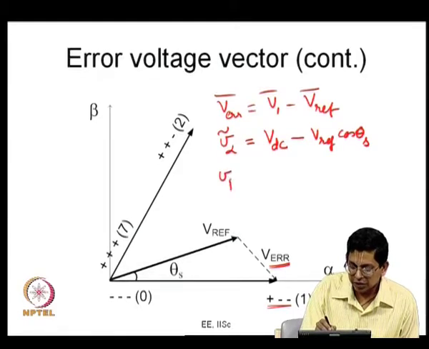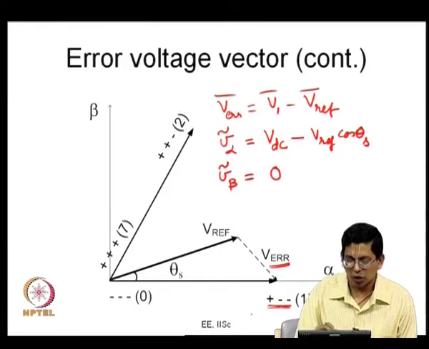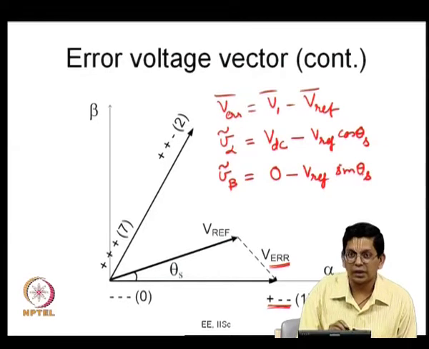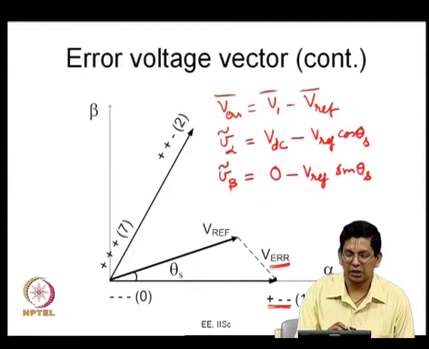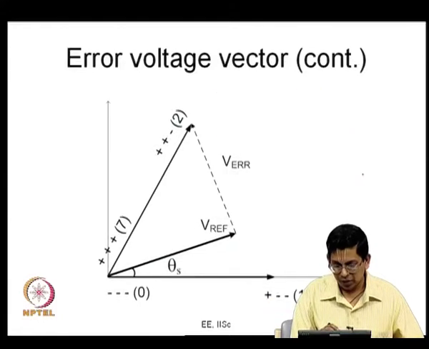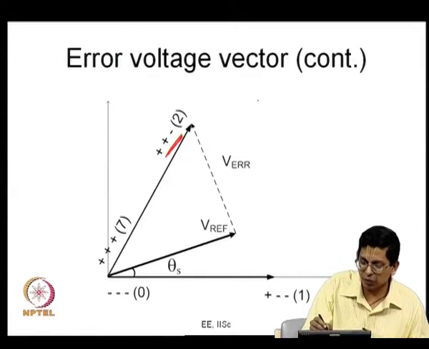Similarly, consider the error voltage along the beta axis. What is the applied voltage vector along the beta axis? That is 0, because the applied voltage vector 1 has no component along the beta axis. So, this is minus V reference multiplied by sine of theta s. This is what it is in the alpha axis and this is what it is in the beta axis. Now, when the applied voltage vector is active vector 2, you once again have an error voltage vector.